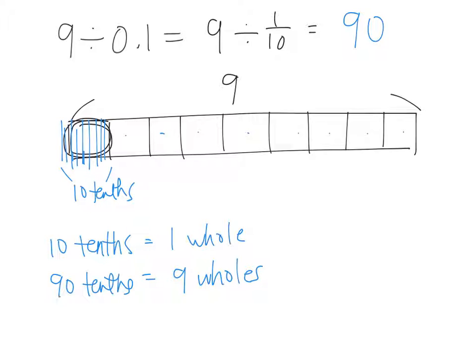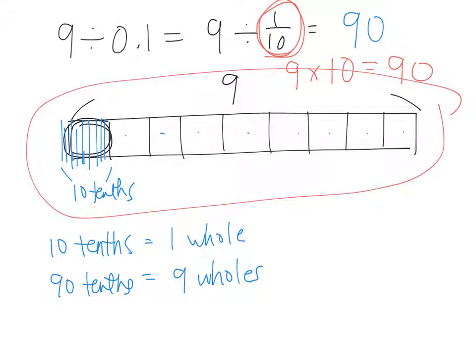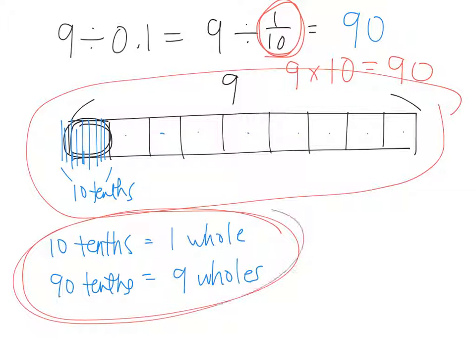Let's check to see if that works with what we know about multiplying by the reciprocal of the divisor. We know that when we have division with fractions, is that what we have here? We multiply the whole, what is the whole? 9, by the reciprocal of the divisor. What's the reciprocal of this divisor? 10. So does that work? So now we've shown that that works using tape diagram, using unit form, and using what we know about the reciprocals.